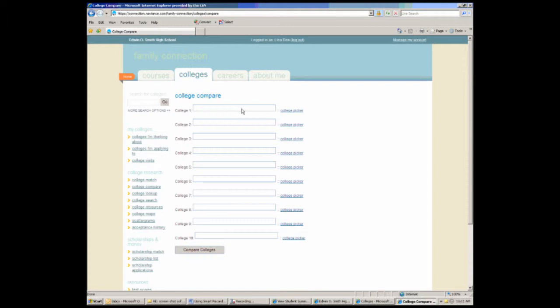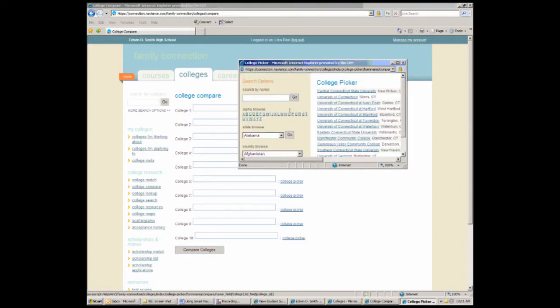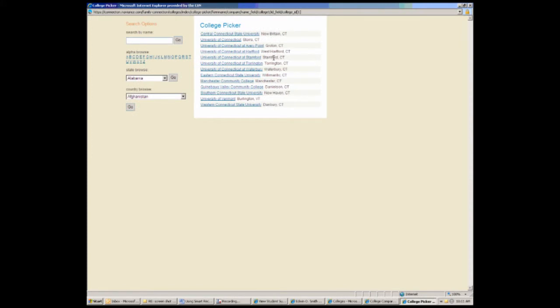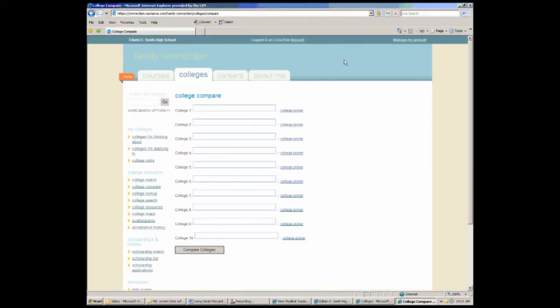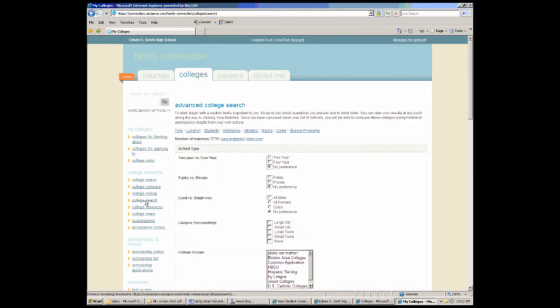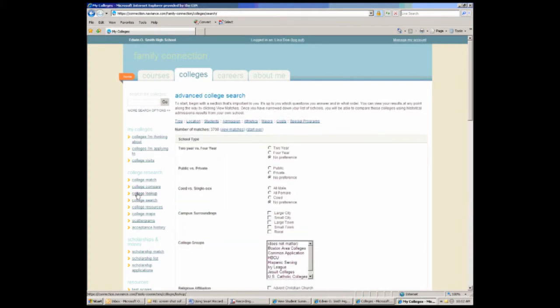There are all sorts of buttons that could be clicked onto where research could be conducted to find out more information about schools and comparing one school to another. So this is one example of a college picker, and these are, again, the more popular schools that our students consider. And by plugging schools into these boxes, you could do a comparison.